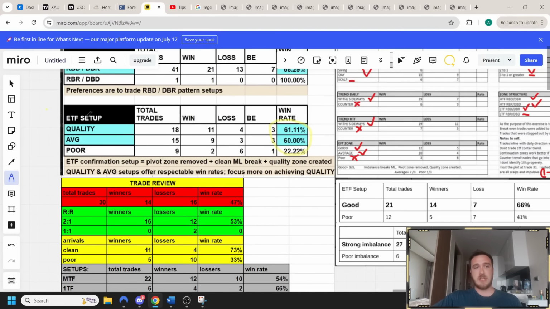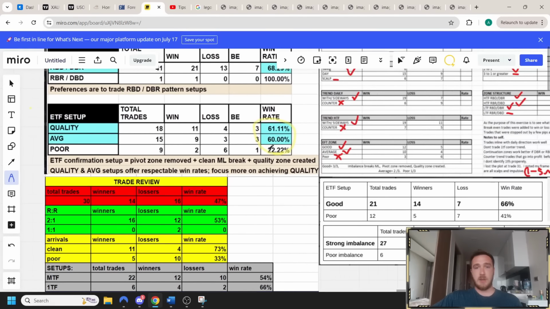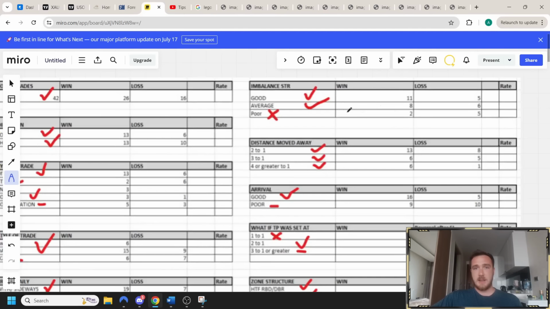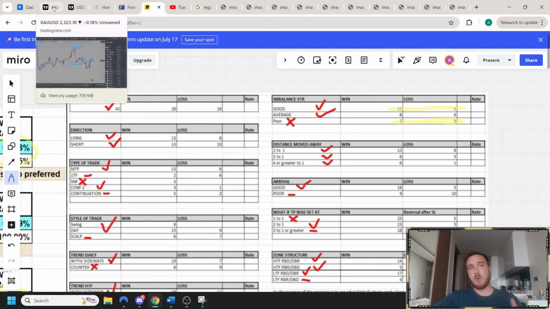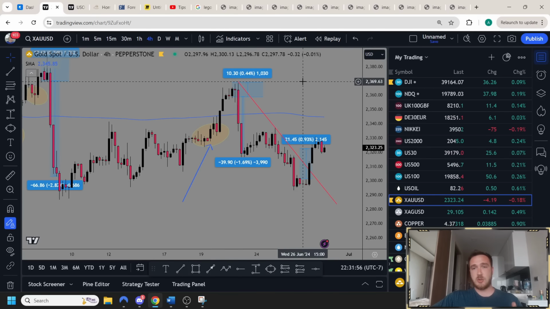Once again, entry time frame, quality setup. You can clearly see that there's a difference between a quality setup versus a non-quality setup. Good setup versus average versus poor. 2 wins, 5 losses when he's trading a poor setup versus if he's trading a good setup, 11 wins, 5 losses. So it's important that we qualify these zones as tradable zones.